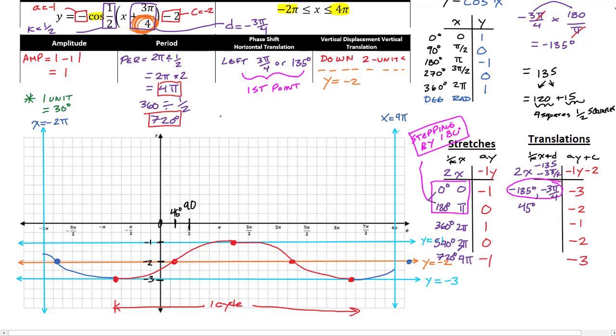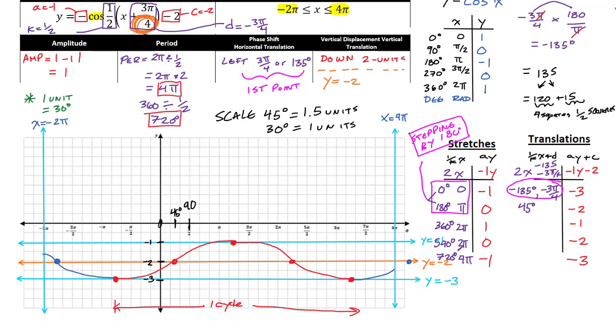So on my scale, this is something you might want to make note of: 45 degrees is 1.5 units, okay? On the graphs we're using, 30 degrees is 1 unit, right? Because 15 degrees would be half a unit, so 30 plus 15 is 45. So in this case, that's basically what we were counting by, using the 45s, right?